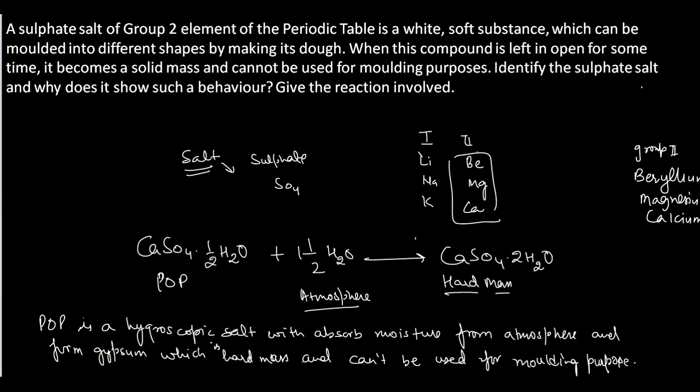When this compound is kept in open air for some time, it becomes a solid mass. It becomes a very hard mass and cannot be used for molding. Now we cannot use it for molding purposes. Identify the sulfate salt and explain why it shows such behavior.